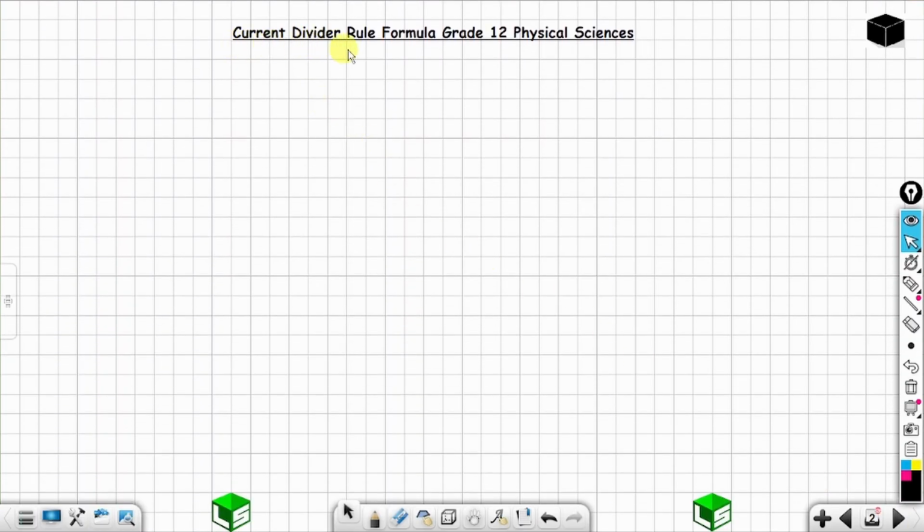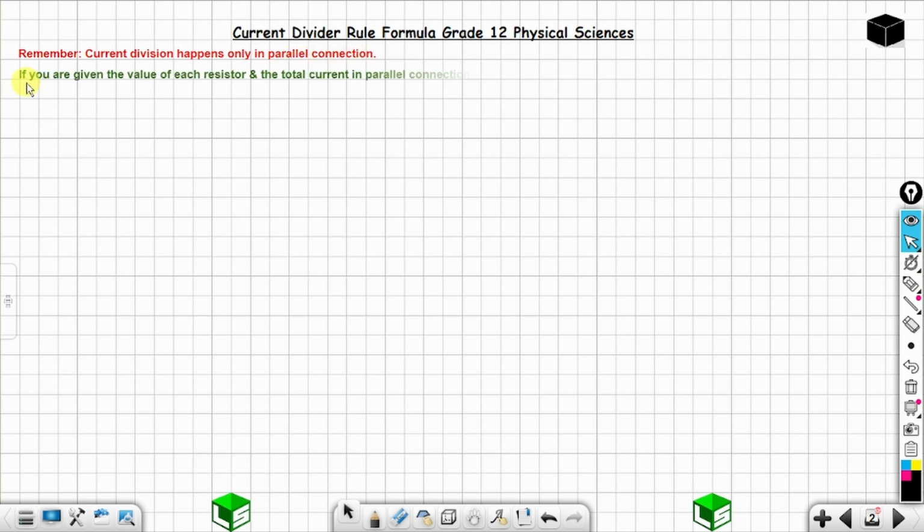Current divider rule formula, Grade 12 Physical Sciences. Remember, current division happens only in parallel connection. You don't have current division in series connections. Current division happens only in parallel connection.